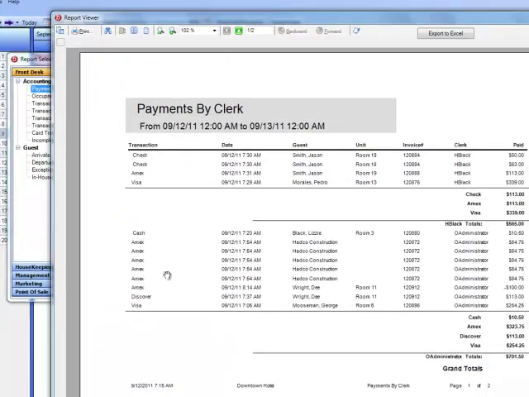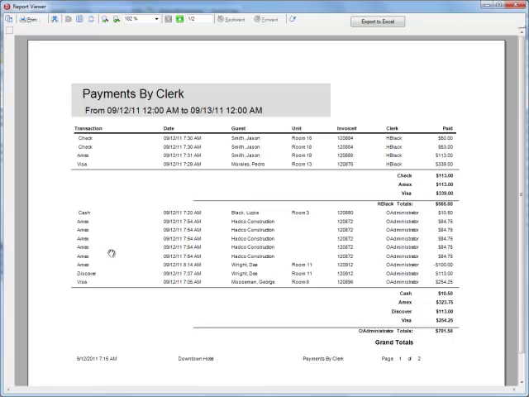Each individual payment and refund is accompanied by the transaction or payment type used, the date, the name of the guest that made the payment or received the refund, the unit involved, the invoice number, the username used that was logged in, and the amount paid or refunded. All refunds are shown with a negative number.